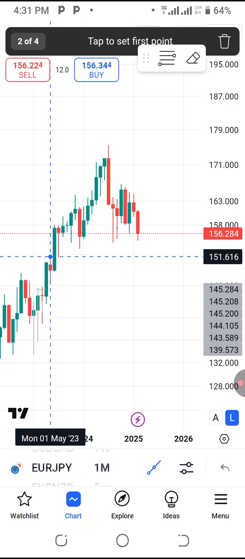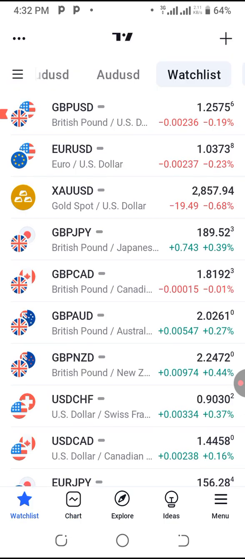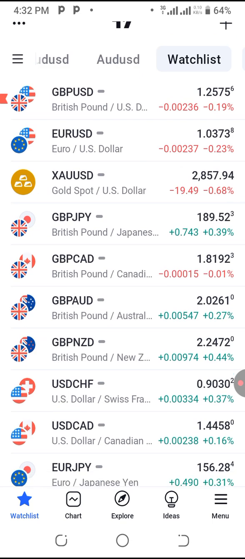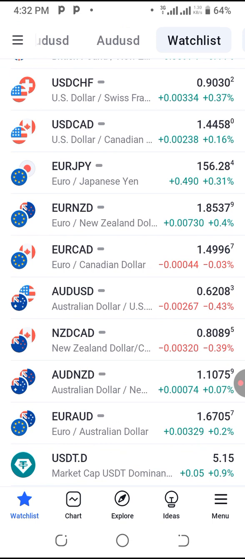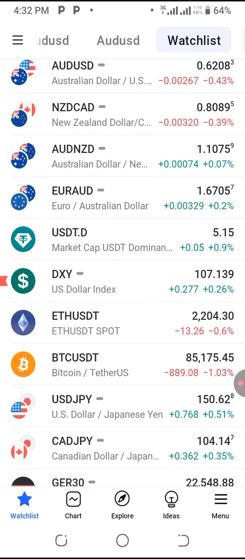So I'm anticipating that move. Imagine you are looking at least 300 to 200 pips. As a day trader, you can capitalize on this. I'm capitalizing on this move, Euro JPY this week. I'm capitalizing on GBP USD this week. I'm capitalizing on Euro USD. All this market, even Aussie USD, I'm anticipating a bearish move.